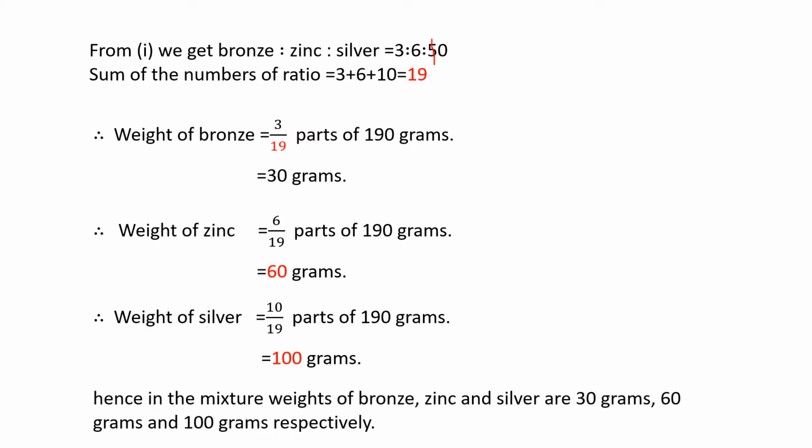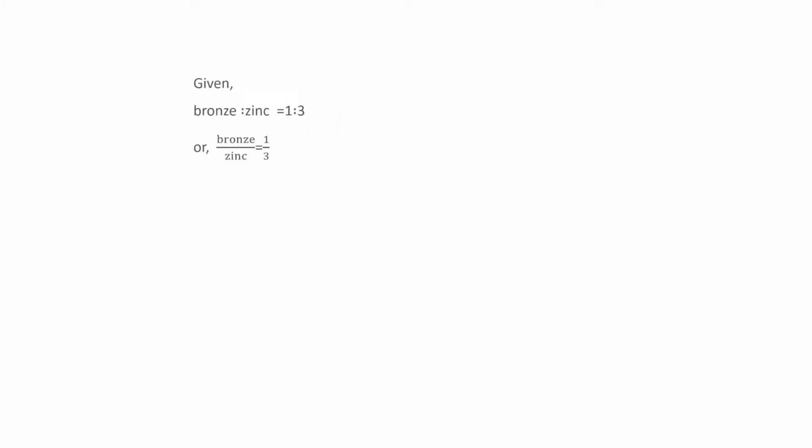So we are done. Hence, in the mixture, the weights of bronze, zinc and silver are 30 grams, 60 grams and 100 grams respectively. And if you add those up, 100 plus 60 plus 30, it adds up to 190 grams, the total amount. So students, let us jump forward to our next question.